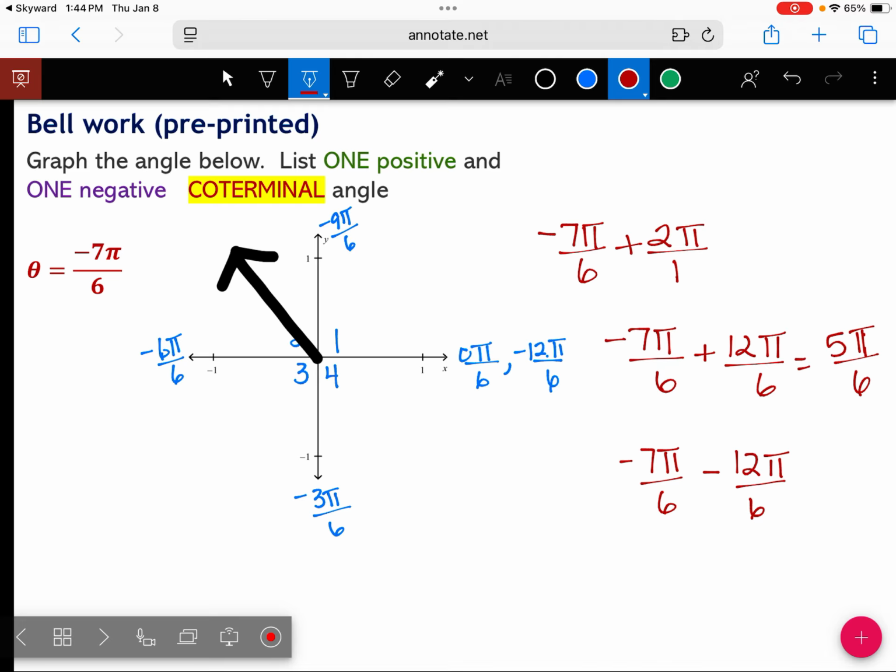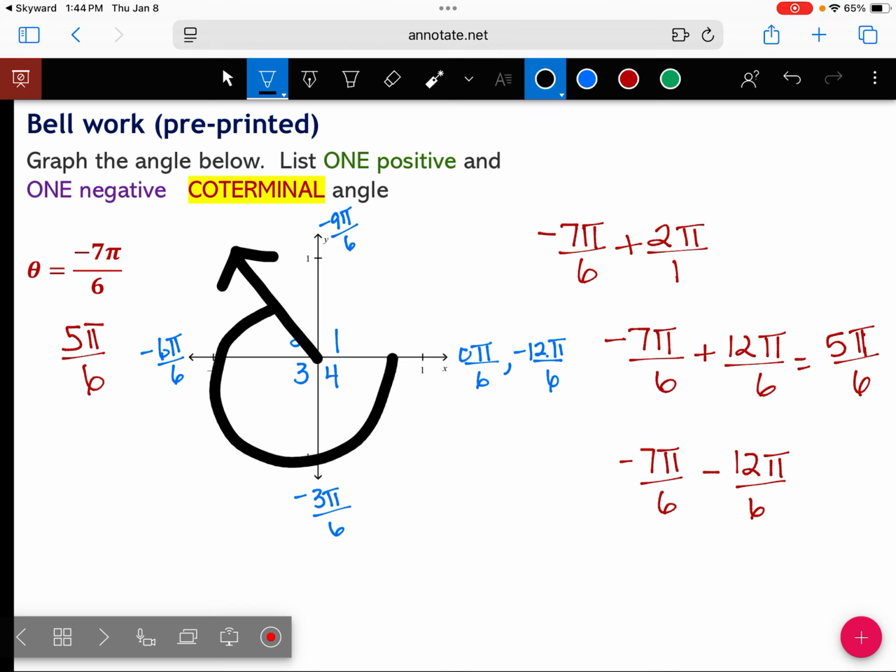Okay, 5 pi over 6 would be, if I started here, well, first of all, negative 7 pi over 6, I'm starting here and I'm going that way, right? Positive 5 pi over 6, I'm starting here and I'm stopping there. I'm stopping at the same place. The arm on the clock stops at the same place for negative 7 pi over 6 and positive 5 pi over 6. All right, if you were to do negative 7 pi minus 12 pi, you get negative 19 pi.